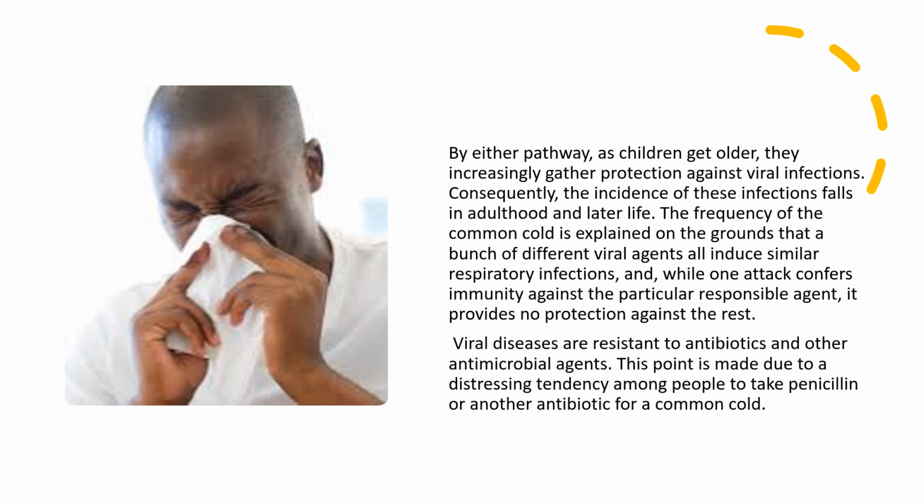By either pathway, as children get older, they increasingly gather protection against viral infections. Consequently, the incidence of these infections falls in adulthood and later life. The frequency of the common cold is explained on the grounds that a number of different viral agents all induce similar respiratory infections, and while one attack confers immunity against the particular responsible agent, it provides no protection against the rest. Viral diseases are resistant to antibiotics and other antimicrobial agents. This point is made due to a distressing tendency among people to take penicillin or another antibiotic for a common cold.